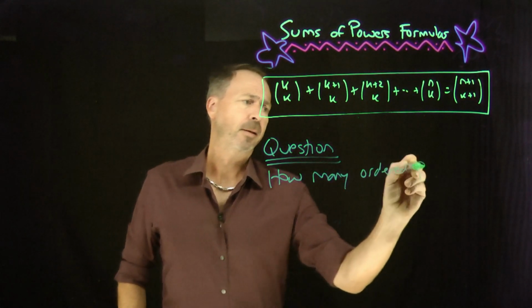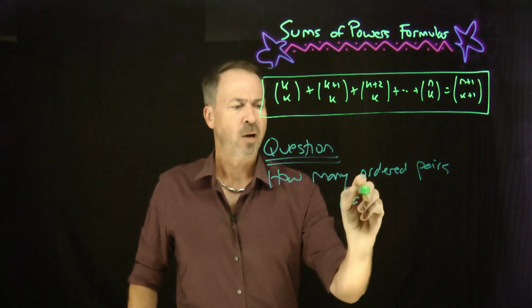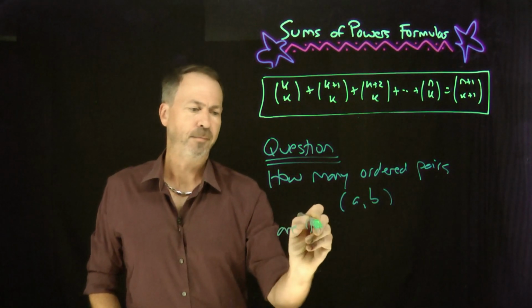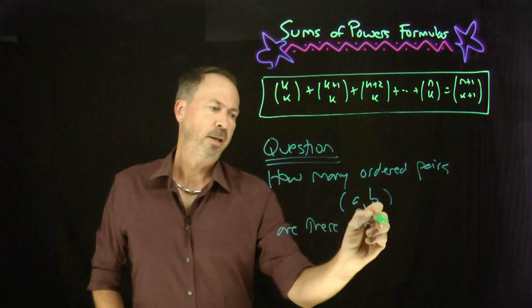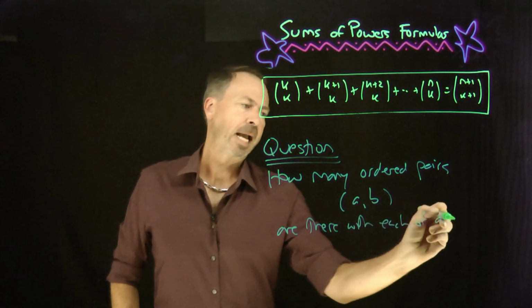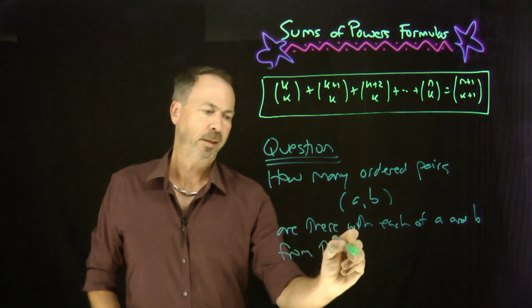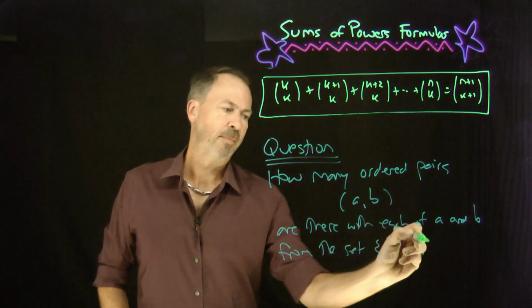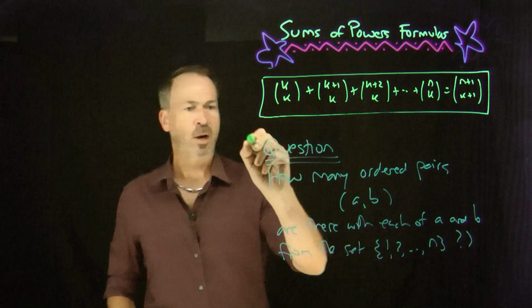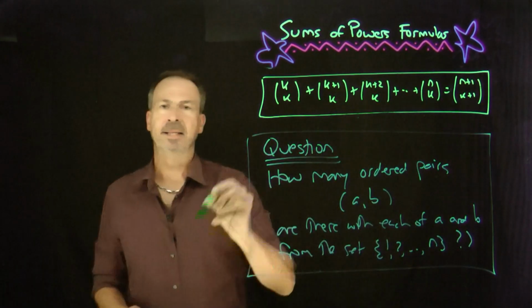How many ordered pairs (A, B) are there, with each of A and B from the set of numbers 1, 2, up to n? Right, there's my question. That's the question I want to answer.